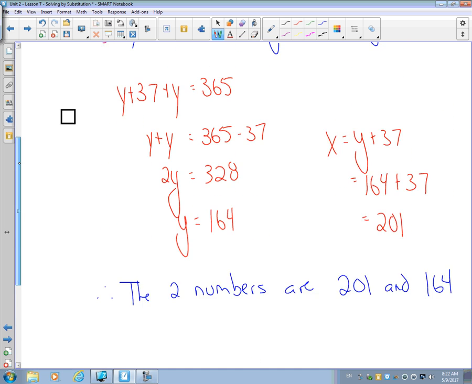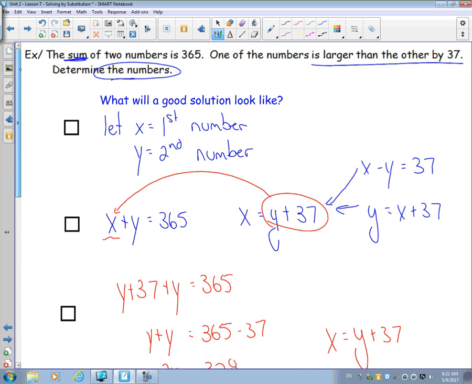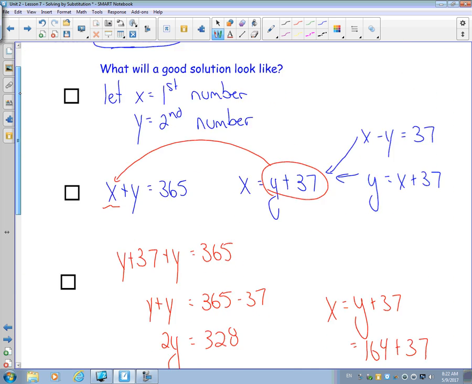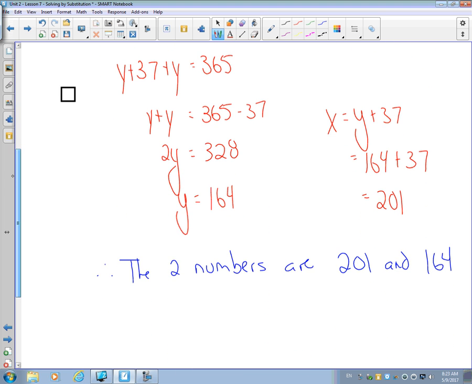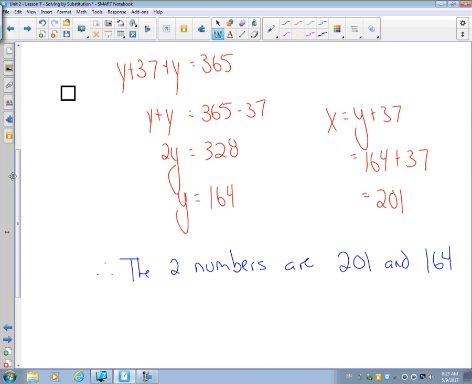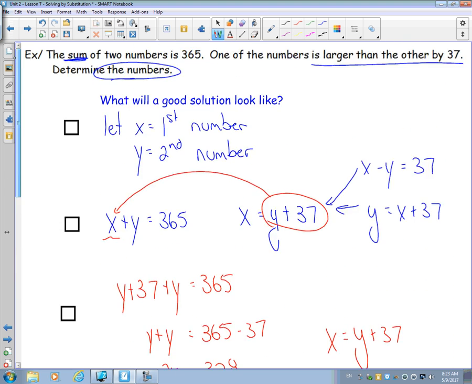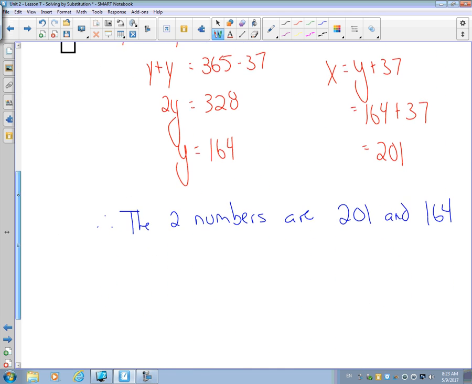Now, me personally, I would check my answers. How could I check them? Well, the question said the sum of two numbers is 365. So do those two things add up to 365? 201 plus 164, yeah, makes 365. It also says one of the numbers is larger than the other by 37. Is that true also? The difference between 201 and 164 is 37. So those must be the right answers. I've checked it. And that's the end of this lesson.